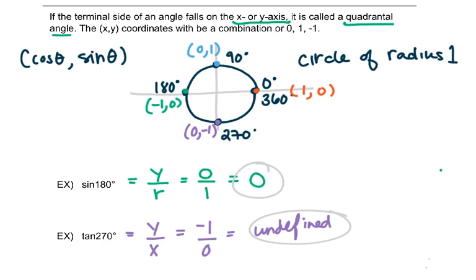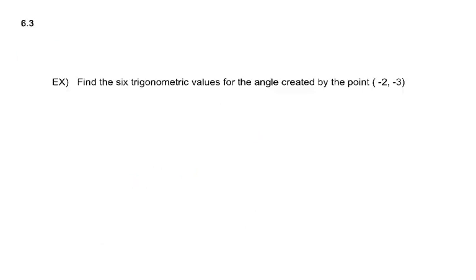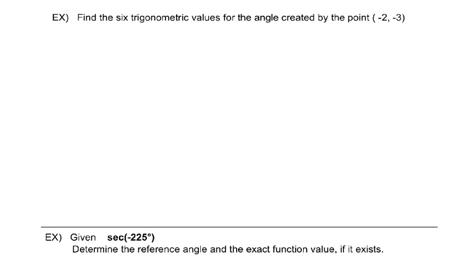Let's do one further example. We're going to find these 6 trig values created by the point -2, -3. And remember, we're still going to be thinking about this using the fact that sine theta is y over r, cosine theta is x over r, and tangent theta is that ratio y over x, sine over cosine. So let's sketch this.